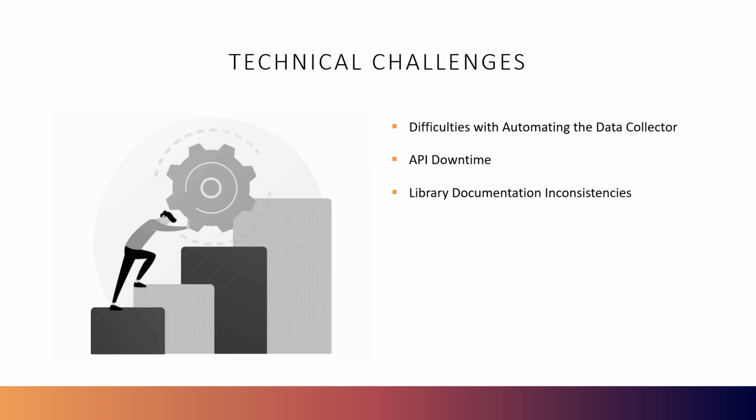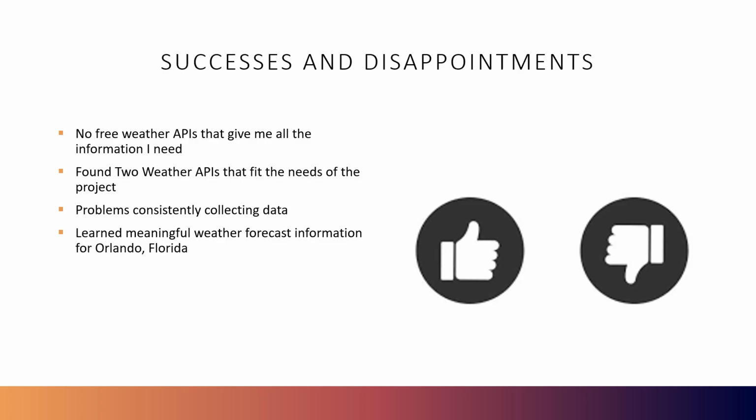Another challenge I had was API downtime. One of the times of day that I had my data collector run was around 1 o'clock, to make sure that I could get accurate data for the previous day while also having accurate forecast data for the next day. But it seemed like the APIs I was using had a downtime between 12 and 2, so I had to settle on having my data collector run every day at 2:30. And then lastly, there were some library documentation inconsistencies with some of those other ways of getting the data collector to run automatically.